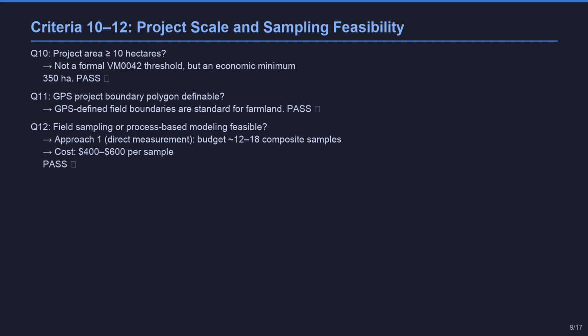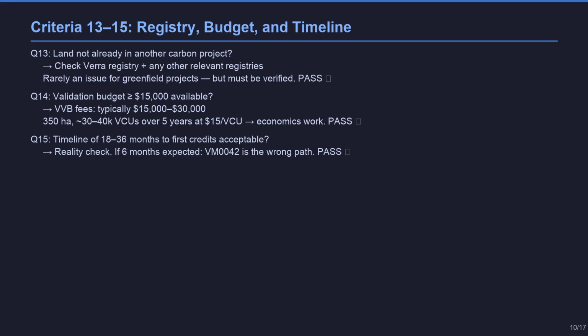For a 350-hectare project, direct measurement under Approach 1 is feasible. Budget for approximately 12 to 18 composite samples at $400 to $600 each. Question 13. Is this land not already in another carbon project? Double counting check. Verify on the Verra project registry and any other registries relevant to your jurisdiction. In practice, this is rarely an issue for greenfield projects, but it must be verified.